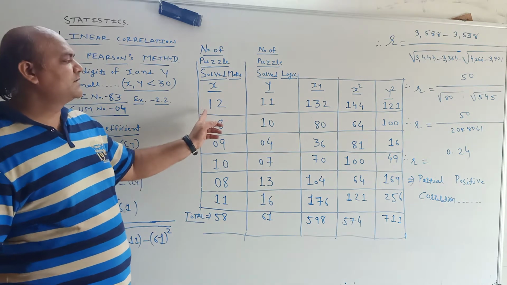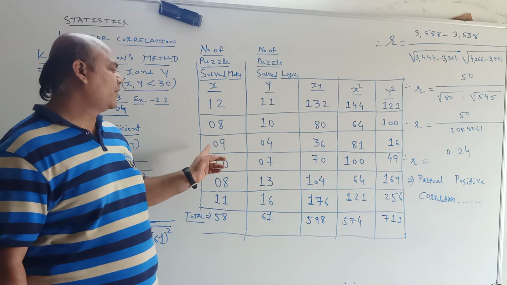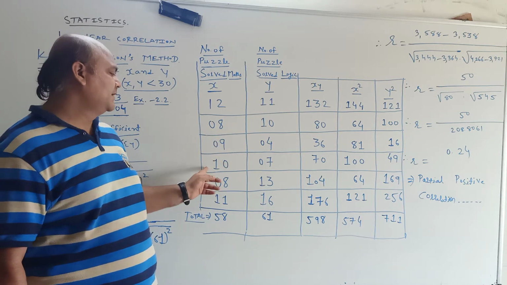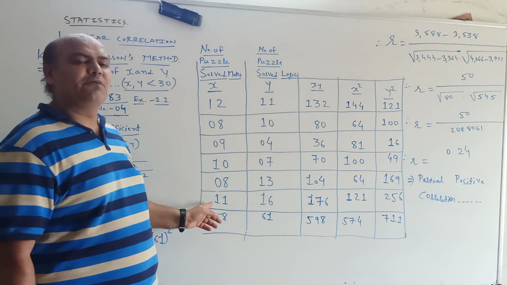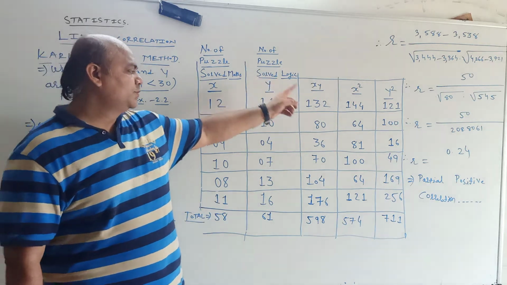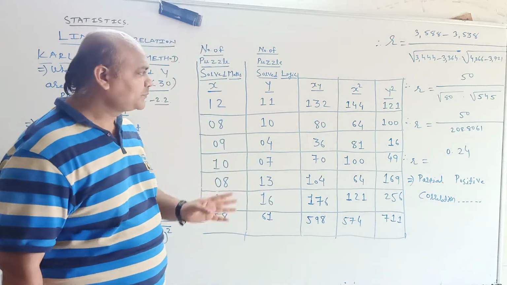Here it is: the square of 12 is 144, square of 8 is 64, square of 9 is 81, square of 10 is 100, square of 8 is 64, square of 11 is 121. Do the total of the x square column, that is 574.